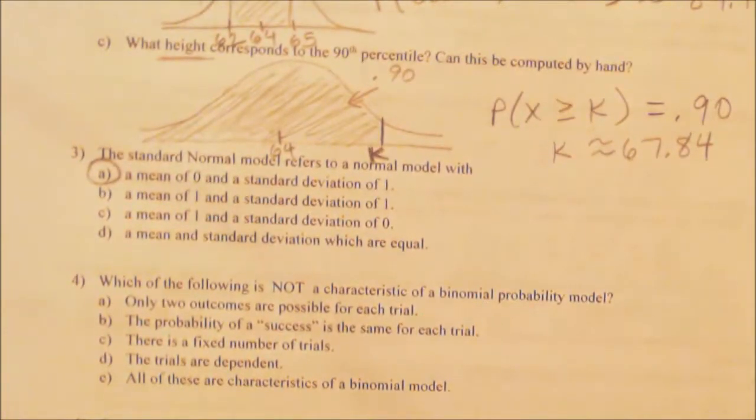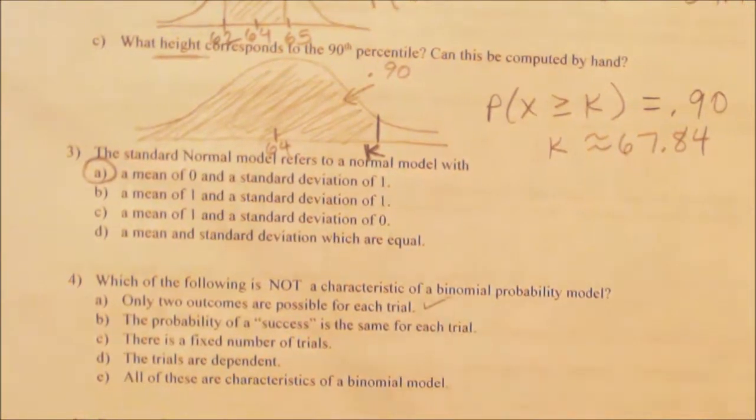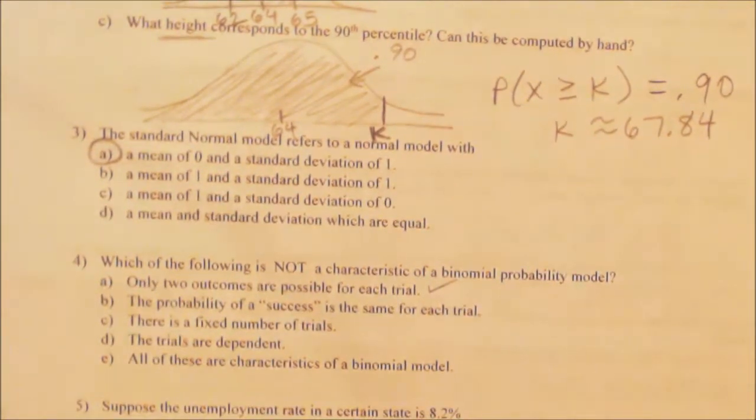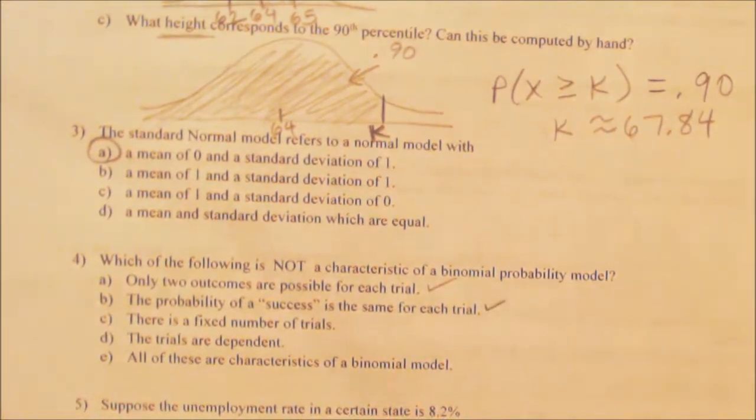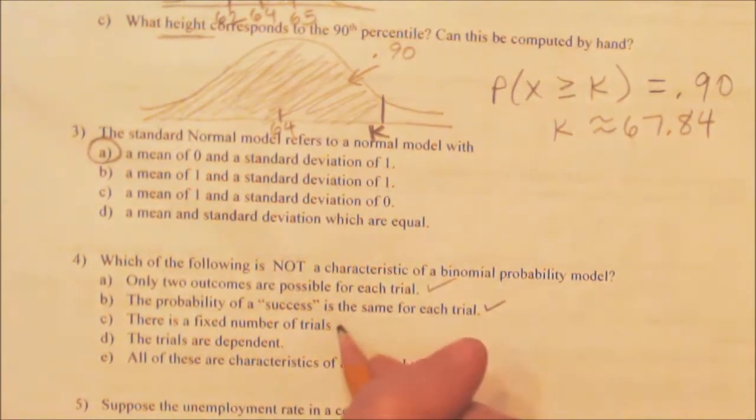Which of the following is not a characteristic of the binomial probability model? Remember, you have to know these 4 characteristics. This will be on the test, so make sure you know all 4 of these. Only 2 outcomes are possible for each trial. Yes, we have to have that. That's why it's called binomial. The probability of a success has to be the same for each trial. Yes, so from one trial to the next, the probability is the same. There has to be a fixed number of trials.